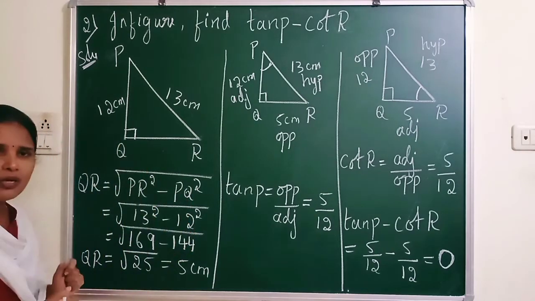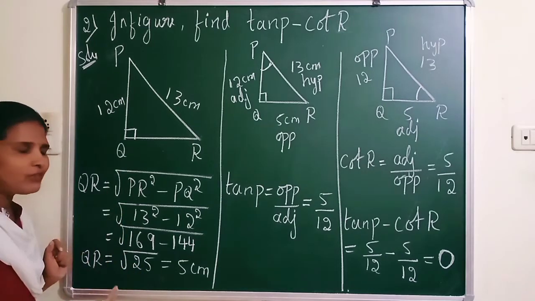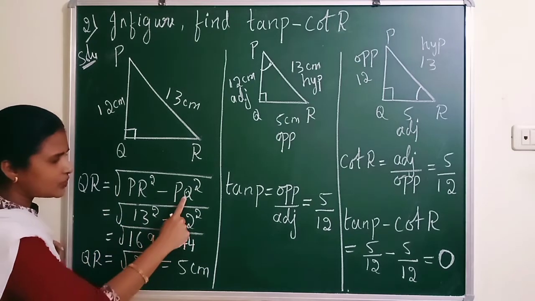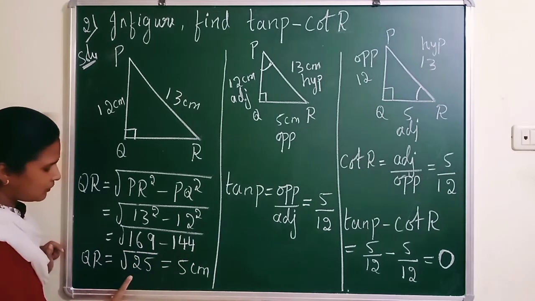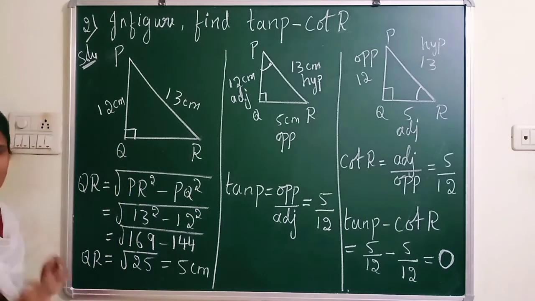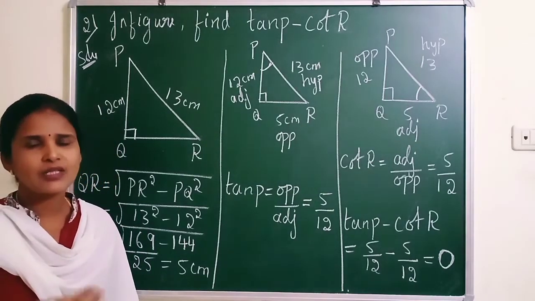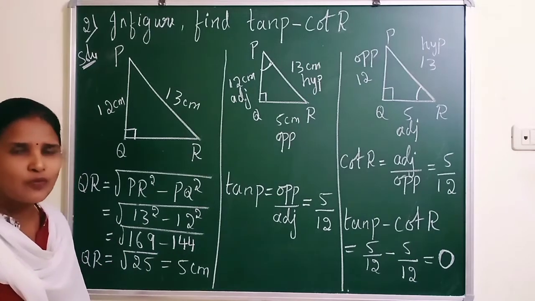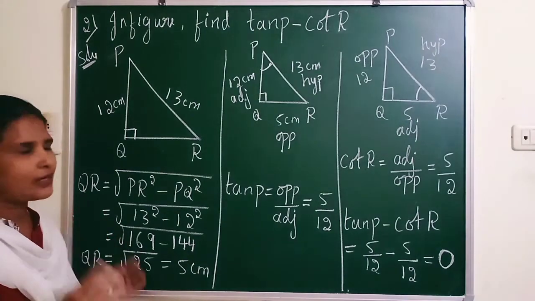So like this you have to learn without writing 2 to 3 steps. Directly you have to write. You have to save the time. So now equals square root of, given PR is 13 square minus PQ is 12 square. 169 minus 144, that is 25. Square root of 25 is 5. Now I got QR as 5 centimeter. This is a basic: whenever any side is missing among 3 sides, when 2 sides are given, the third side is missing, you have to go with the Pythagoras formula to find the unknown side. Now we finished finding the third side.